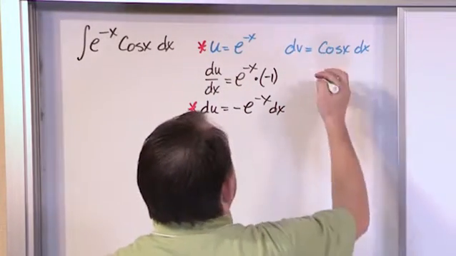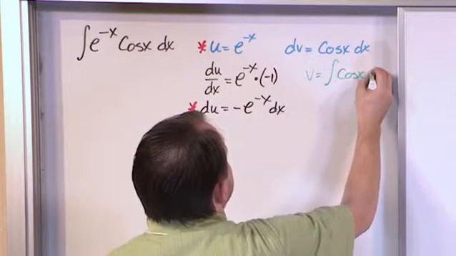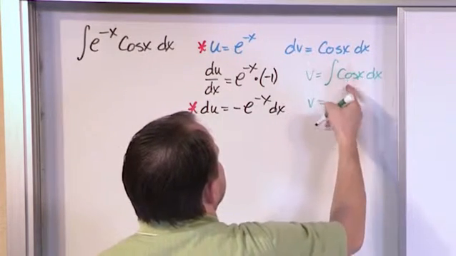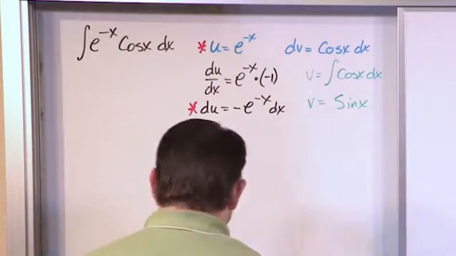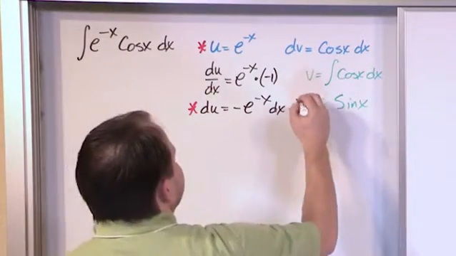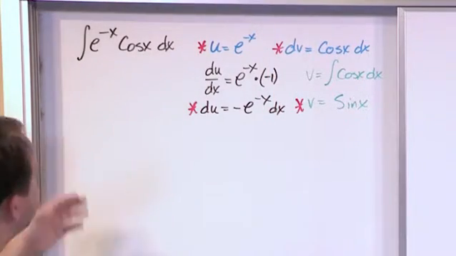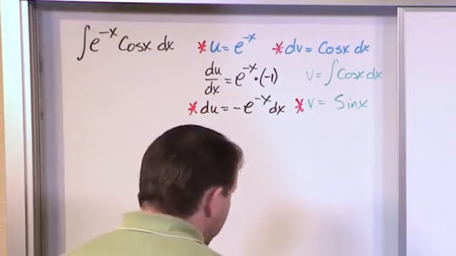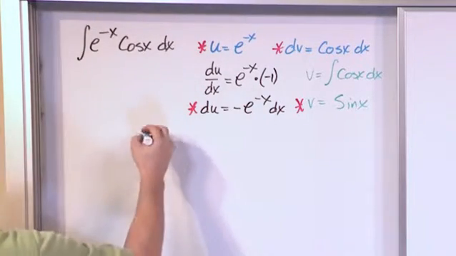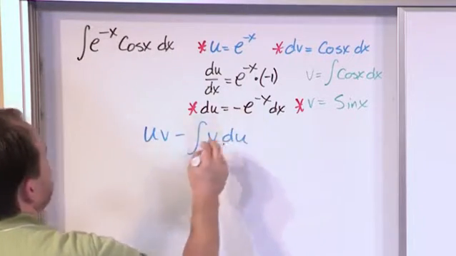And then over here, v is the integral of cosine of x dx. So what's the integral of cosine? It's the sine of x. That part was pretty easy. So now we have v and dv. All right, so we suspect integration by parts is going to be useful. We're a little bit worried about what's going on here, but let's go ahead and put it all in and see where we get. So we have u times v minus the integral of v times du.